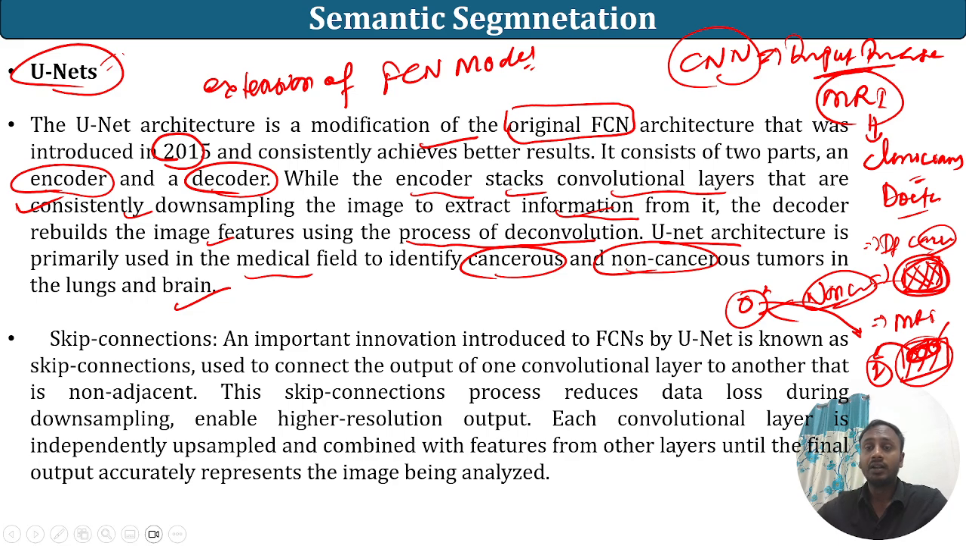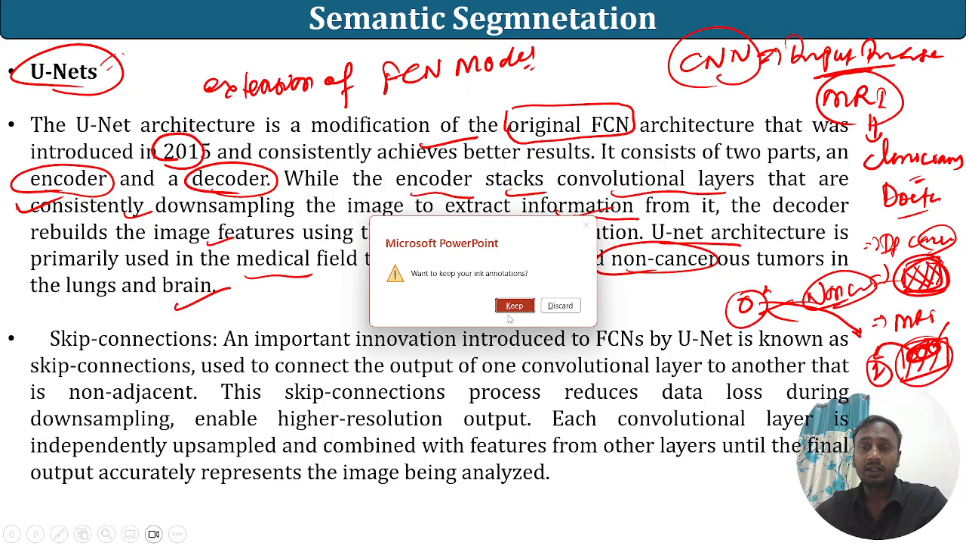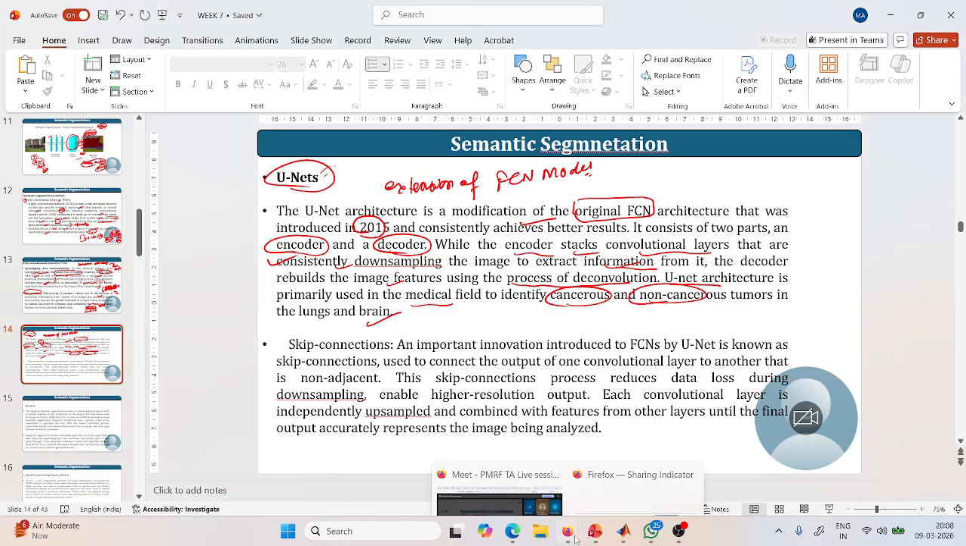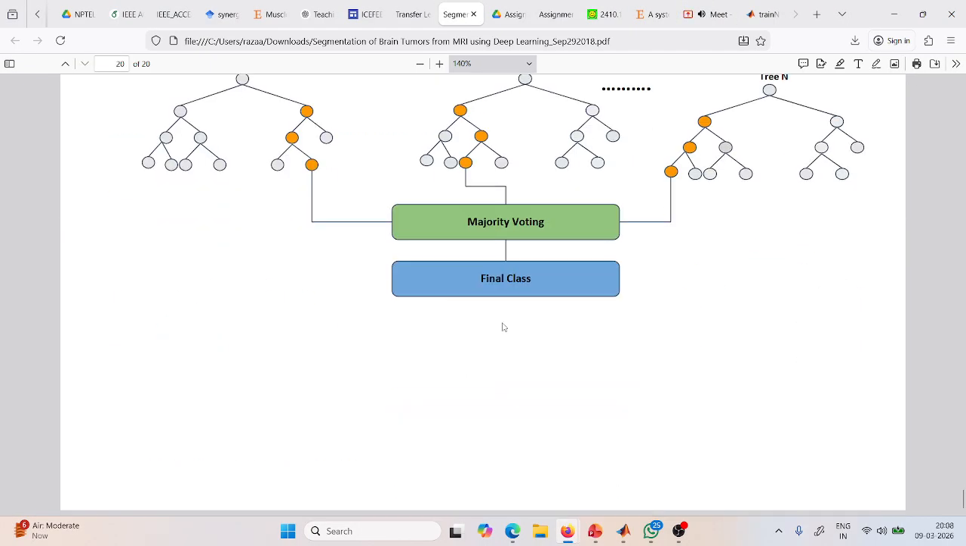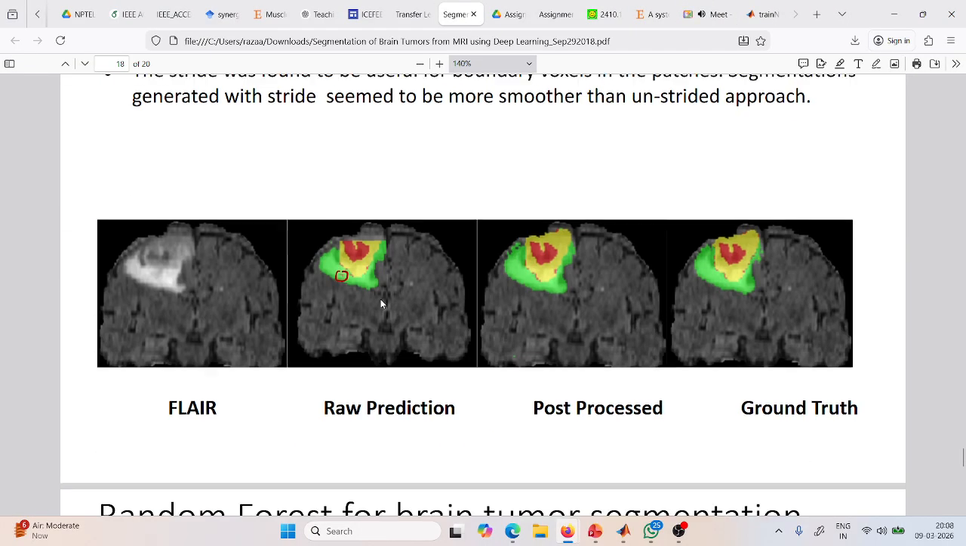Okay, that means based on the patterns, we classify as tumor or not. Let's say I have segmentation here. Let's say a brain tumor is there.